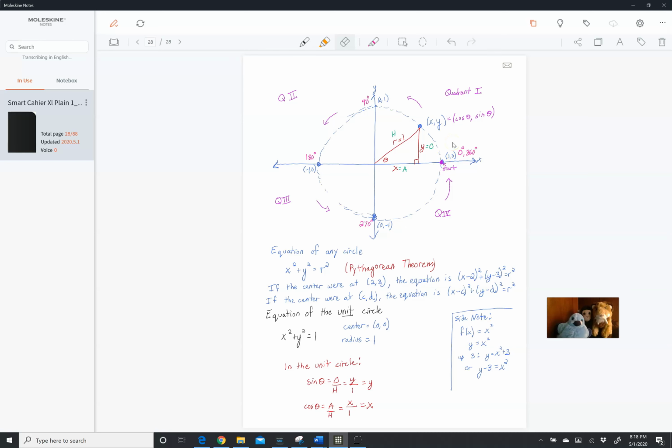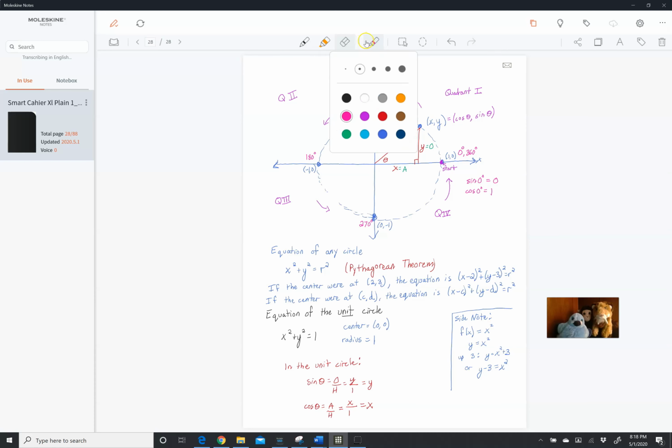Okay? So what does this mean? The fact that x comma y is the same thing as cosine theta, sine theta. What this means is that 1 comma 0 tells us the sine of 0 degrees and the cosine of 0 degrees. The sine of 0 degrees is the y value, so it's 0. And the cosine of 0 degrees is the x value, so it's 1.